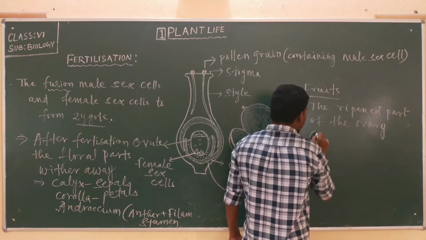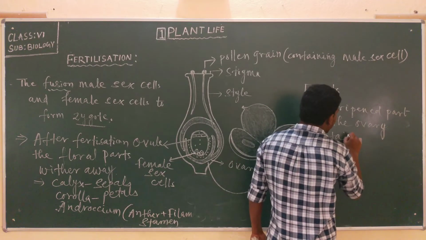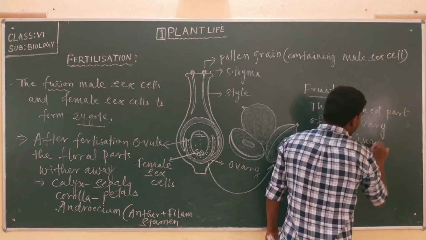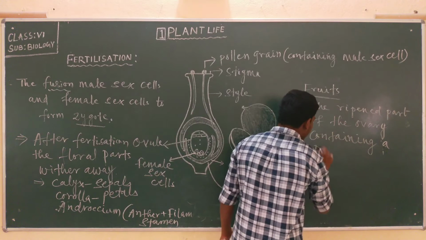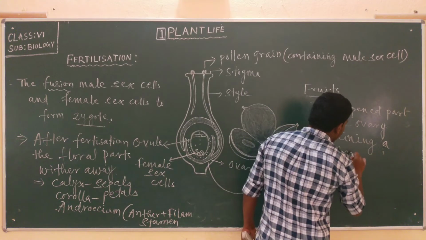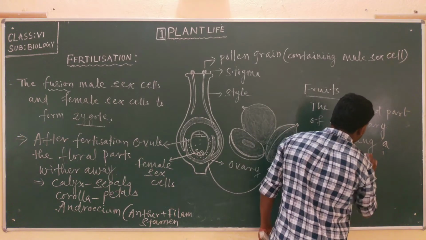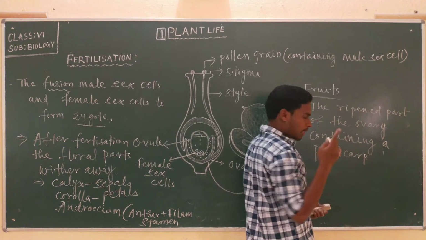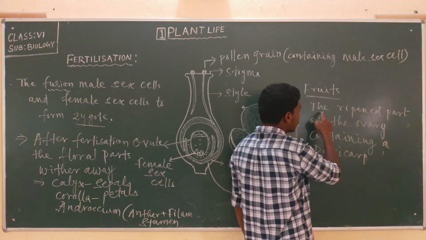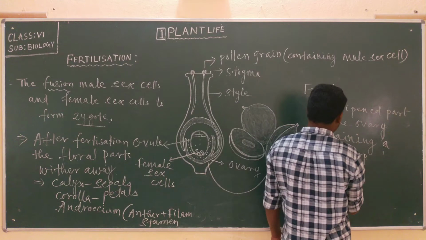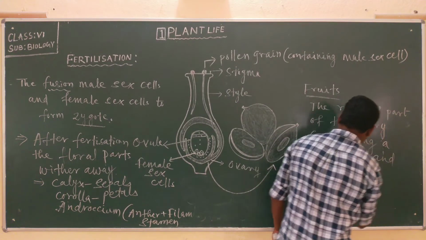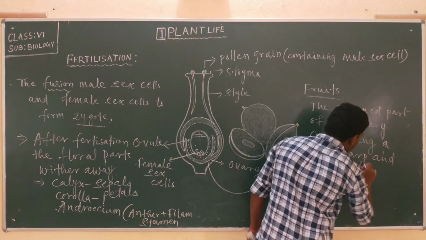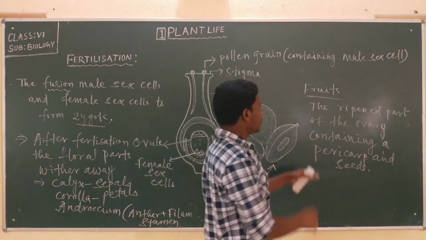It is the ripened part of the ovary, containing a pericarp. Pericarp is again of three types, we will be discussing that. So the ripened part of the ovary containing a pericarp and seeds, that is fruit.